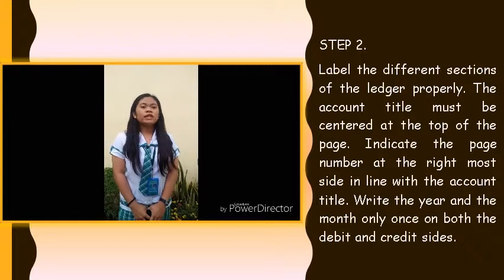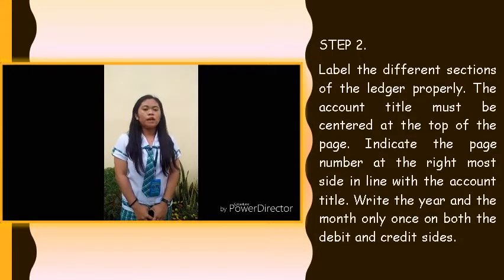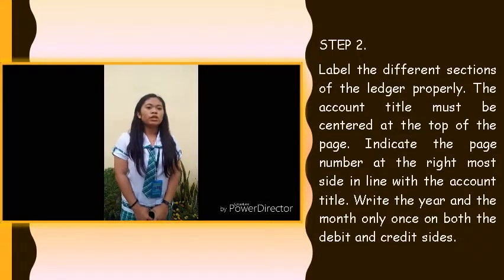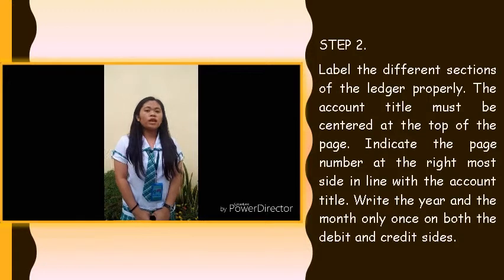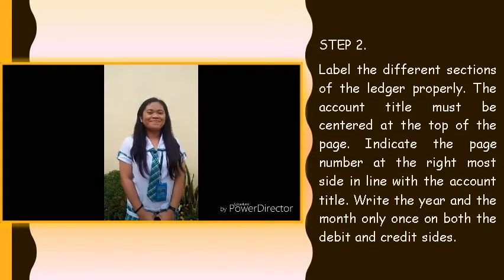Step 2. Label the different sections of the ledger properly. The account title must be centered at the top of the page. Indicate the page number at the rightmost side in line with the account title. Write the year and the month only once on both the debit and credit sides.